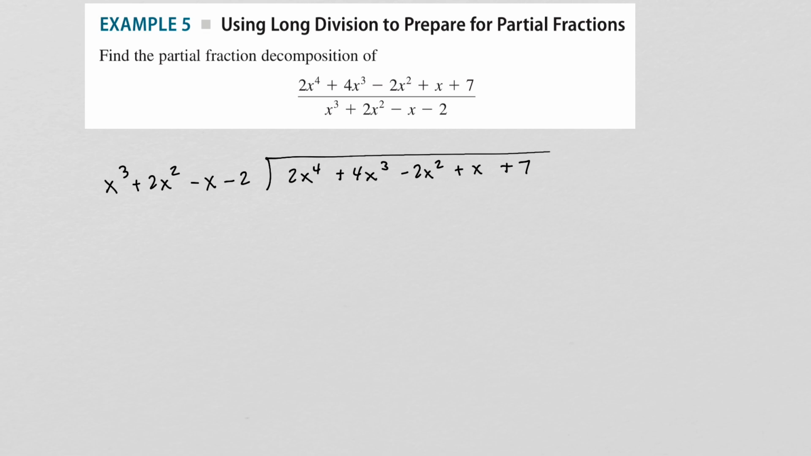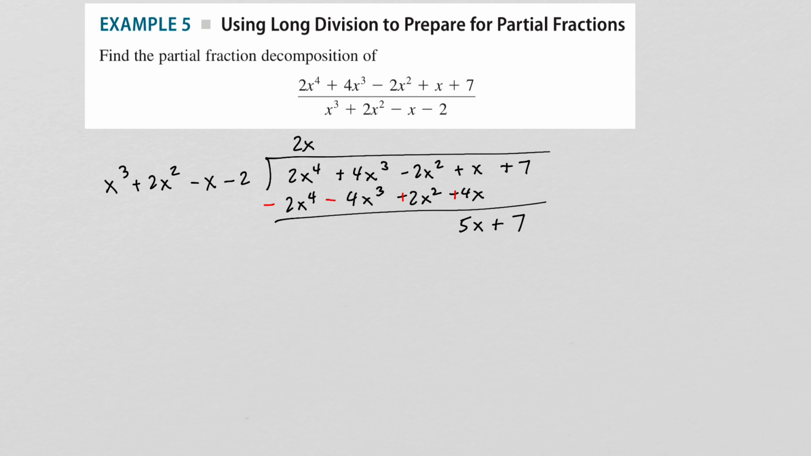Now, we've talked about long division before, so I'm not going to explain every step here, but x cubed goes into 2x to the fourth, 2x times. 2x times x cubed is 2x to the fourth. 2x times 2x squared is 4x cubed. 2x times negative x is negative 2x squared. 2x times negative 2 is negative 4x. And then we have to change all the signs. Now this is kind of nice. These cancel, and these cancel. So we end up with just 5x plus 7.